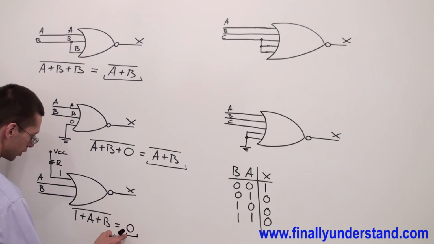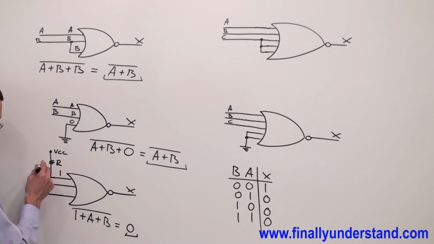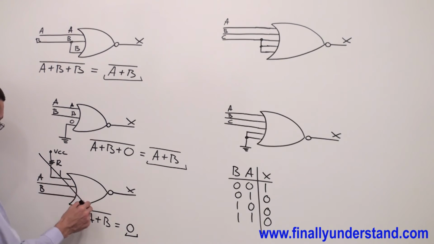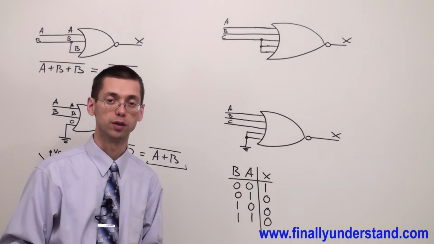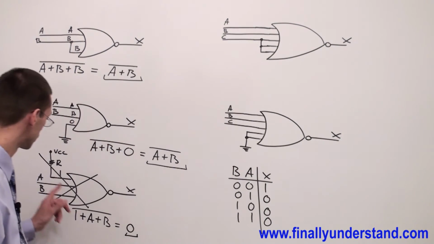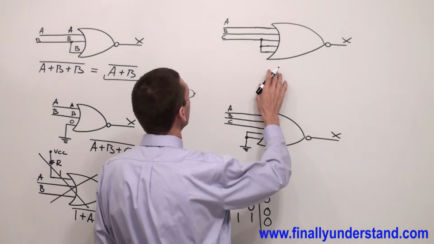And this is not the logic expression for 2-input NOR gate. So I can say that these connections are not correct. So this circuit doesn't represent 2-input NOR gate. So this is incorrect. Let's take a look at this example.